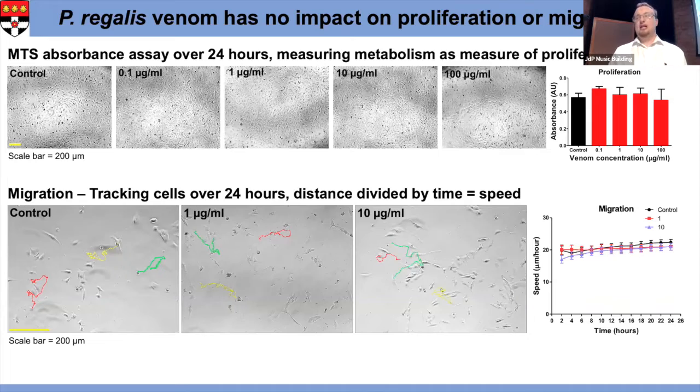So no change was seen in proliferation up to 100 micrograms per ml of venom, which is supported by imaging of the cells. And similarly, no significant change was seen in migration of the cells over a 24-hour period, so that myoblasts were not affected by the venom.